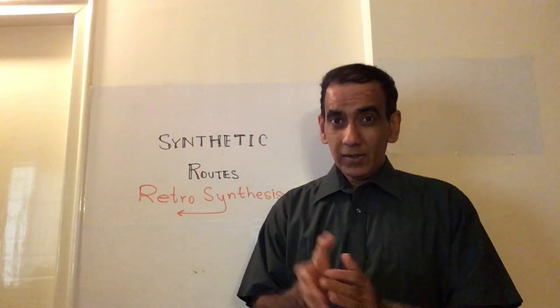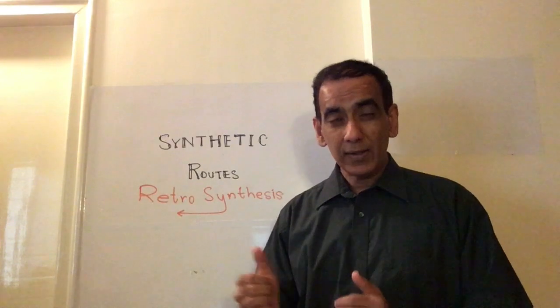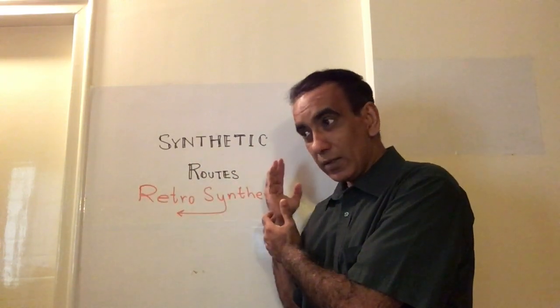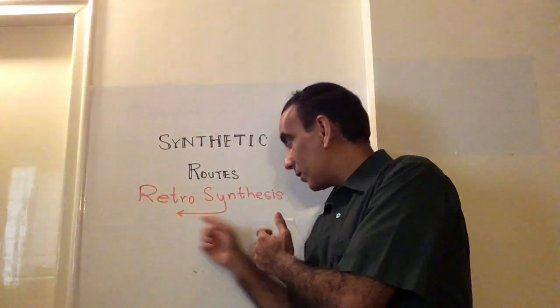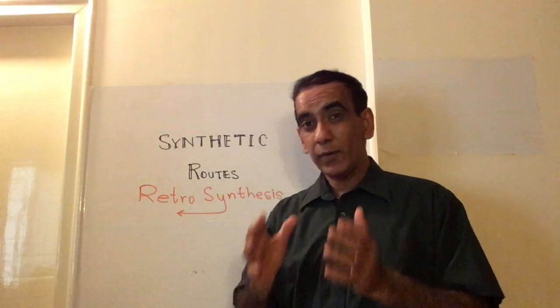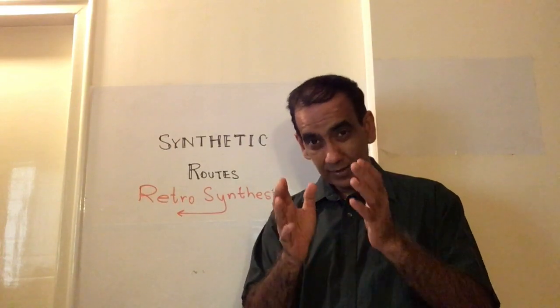Welcome again. Today we look at synthetic routes using the method of retrosynthesis to look at the end product of a series of reactions and then work backwards from that end product to figure out the best pathway for the manufacture of the end product. So let's go in and take a look.